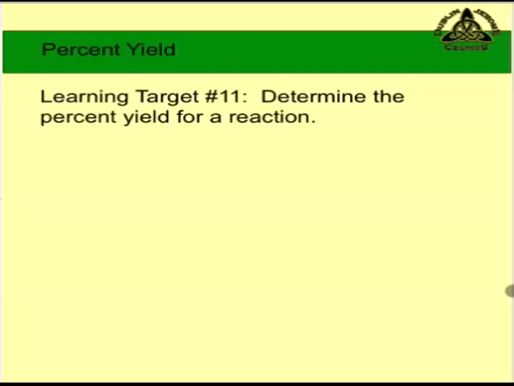Welcome to podcast number 7 that deals with percent yield. Our goal in this podcast is learning target number 11. You need to be able to determine the percent yield for a reaction.